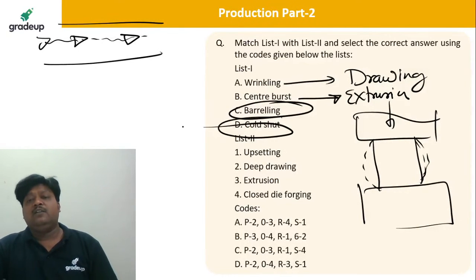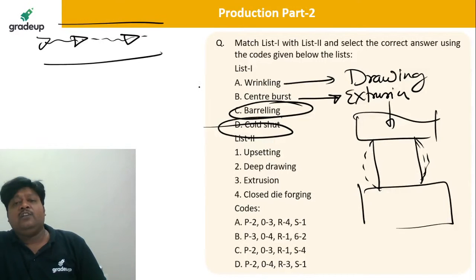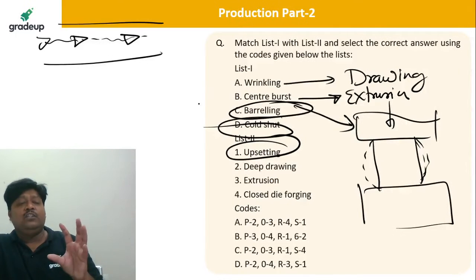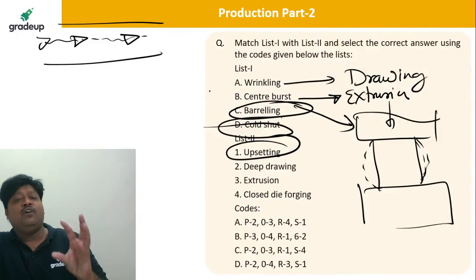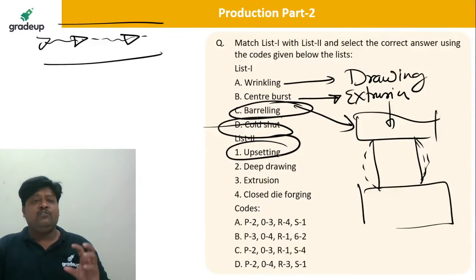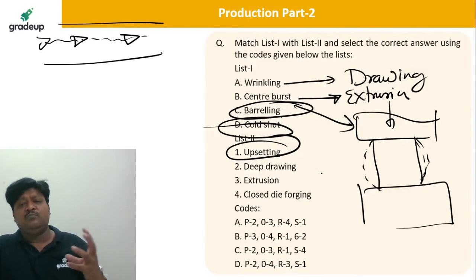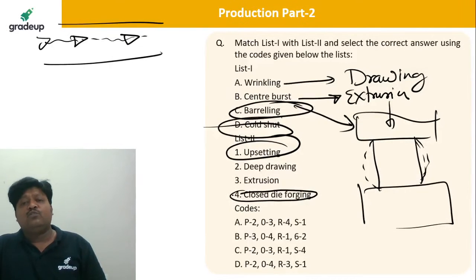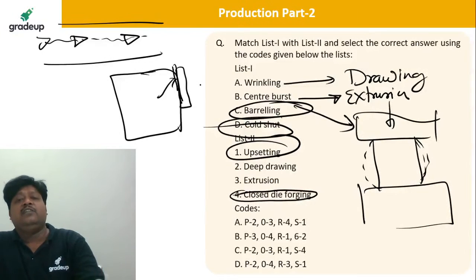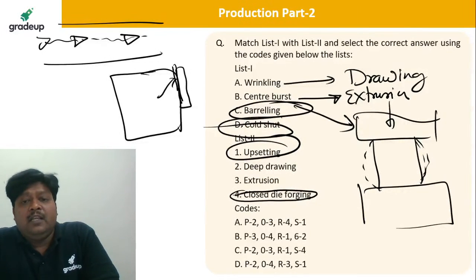Cold shed, dear students, see, barreling you can have in upset forging, and cold sheds are nothing but the overlapping of the material at the corners in the die. So cold sheds are basically weak joint formations on the forged material. This is related to closed die forging. You get a lap-like thing on the component being forged, or the weak joints, which we call cold shed. I hope it is clear. All the pairs are matched.